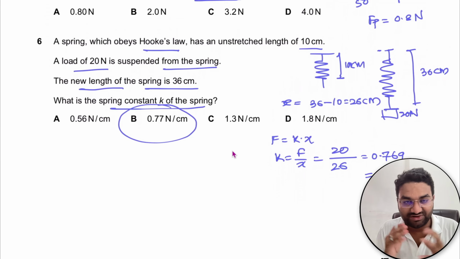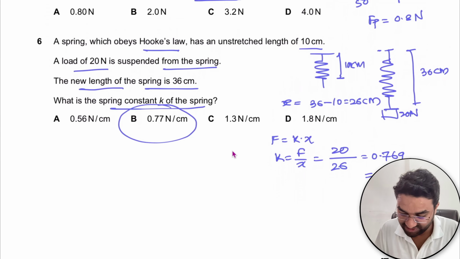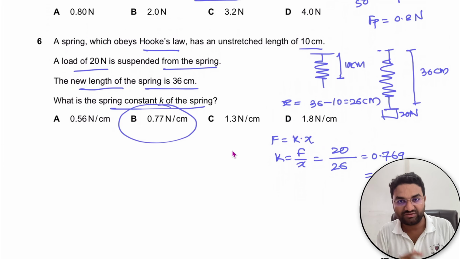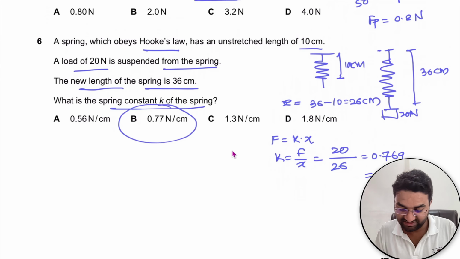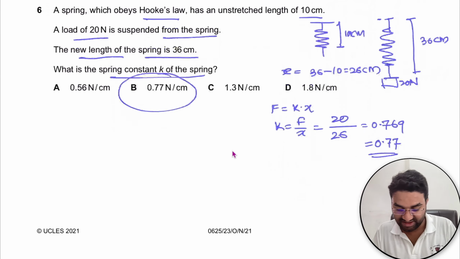All right. So I hope you understood this part. Here we just have to calculate the spring constant K, which is nothing but F over extension X. The extension we got is 26. 20 over 26 is 0.77. So this is the answer.